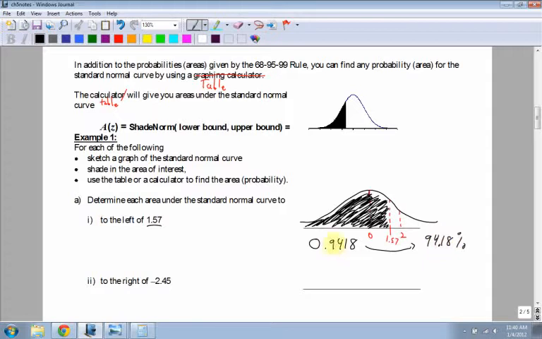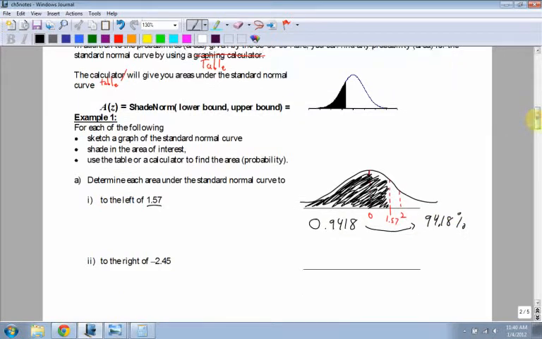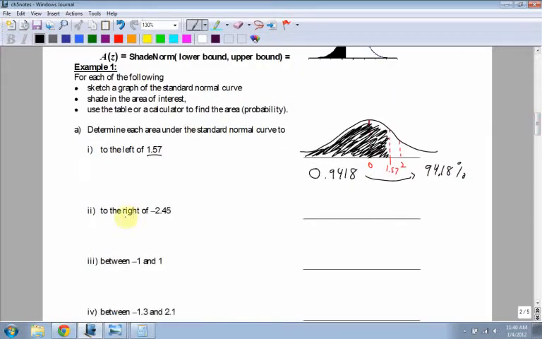So the Z table gives you the decimal. If you needed to convert it to a percent, you would just convert it to a percent. All right, the next one. To the right, oh, there's a different one now. To the right of negative 2.45.